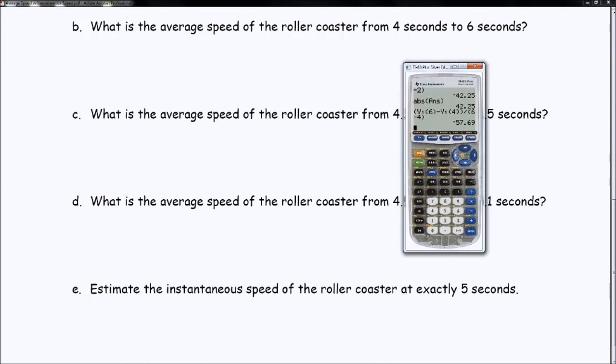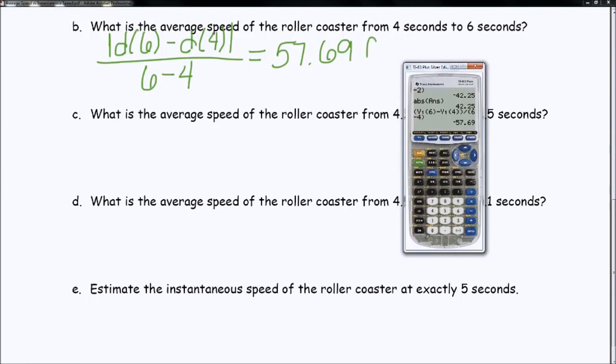And again, I'm going to have to use the absolute value. I'm hoping that you don't need to actually do the absolute value of negative 57, that you could just use your brain and save time and just write 57.69. And so what we're doing is, what is the average speed? So we have the absolute value of d of 6 minus d of 4 over 6 minus 4, and that is equal to 57.69 feet per second.